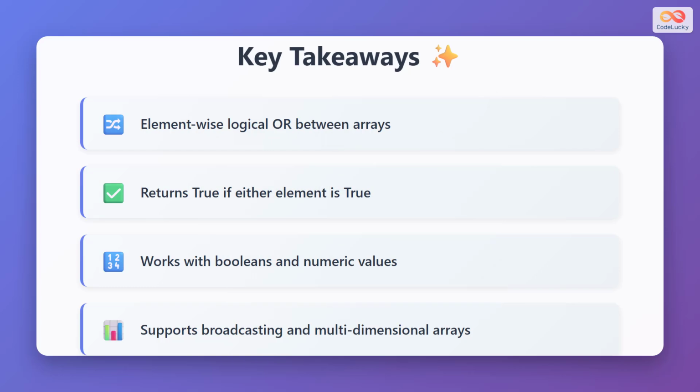Let's recap the essential points. First, np.logical_or performs element-wise logical OR between arrays. Second, it returns true if either element at a given position is true. Third, it works with both Boolean and numeric values, treating non-zero as true. Finally, it supports broadcasting and multi-dimensional arrays, making it incredibly versatile for real-world data analysis tasks.